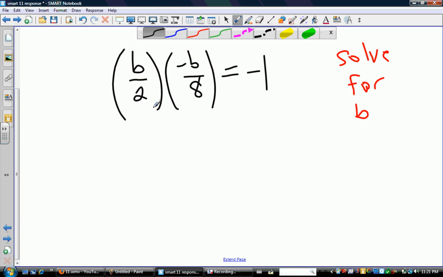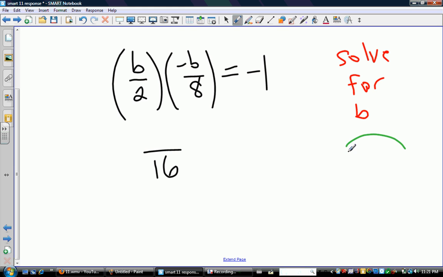So let's see, what can I do? Well, I'm multiplying, and the things that I'm multiplying are fractions. So the rule is top times the top and bottom times the bottom. Looking at the bottom, 2 times 8 is 16. What is b times negative b? Let me put that over here. I just really want to make sure that this is really clear.